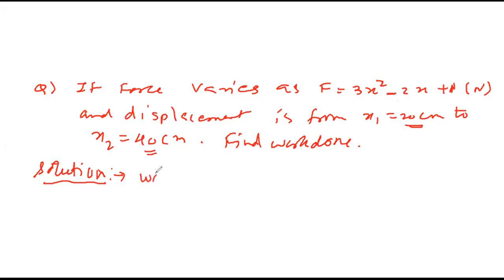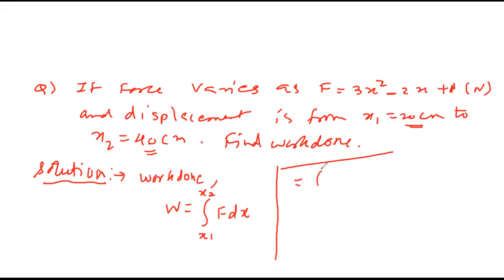So work done by variable force, W is integration of F dx, because x is variable, so I wrote F dx from minimum x1 to maximum x2. This equals integration of, what is x1? 0.2 meter. 20 centimeter is 0.2 meter. Yes, sir. And 40 centimeter is 0.4 meter. And F is 3x square minus 2x plus 1, dx.